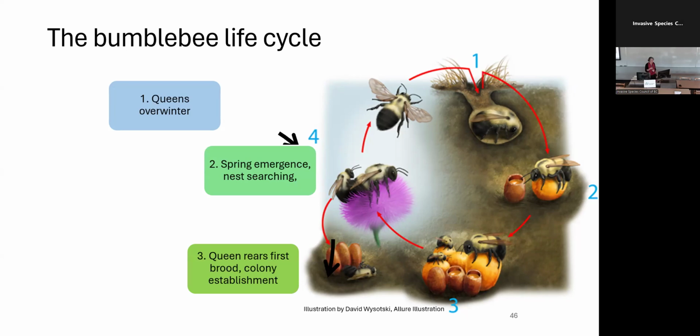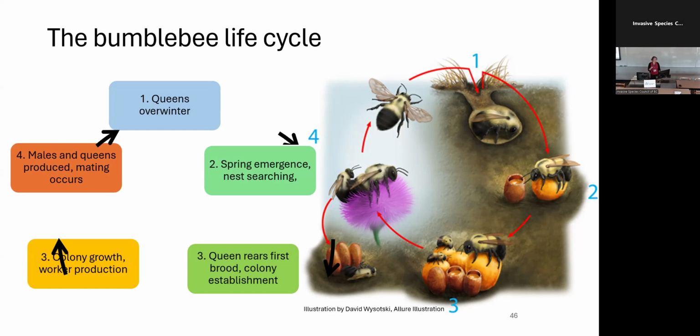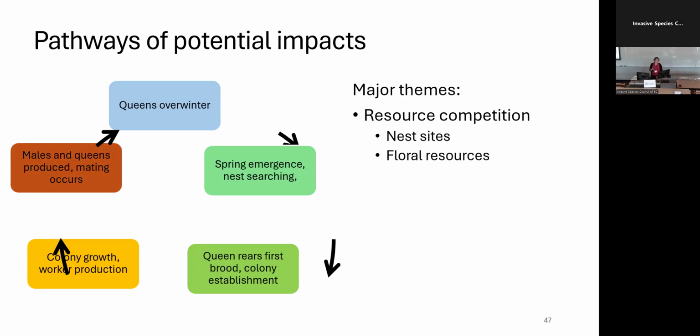Anyways, the queen will rear her first brood and establish a colony once she's found a nest site, and then the colony will grow, produce generations of workers, increase in size until it reaches some size threshold where they can produce males and queens. Mating occurs, everybody dies except for the queens, who overwinter and start the cycle again in the following spring.